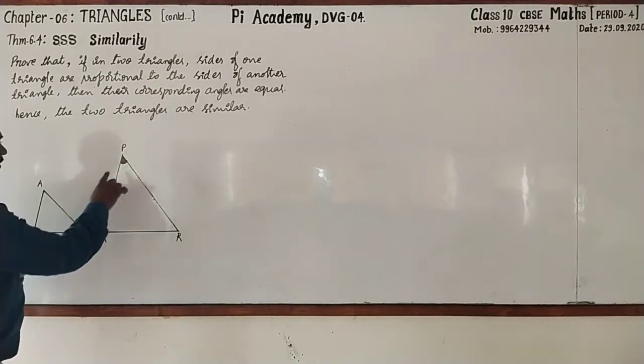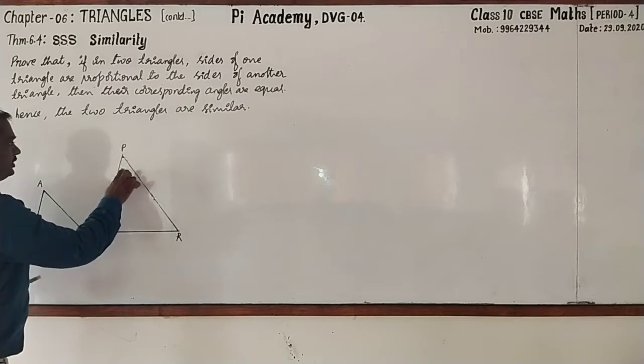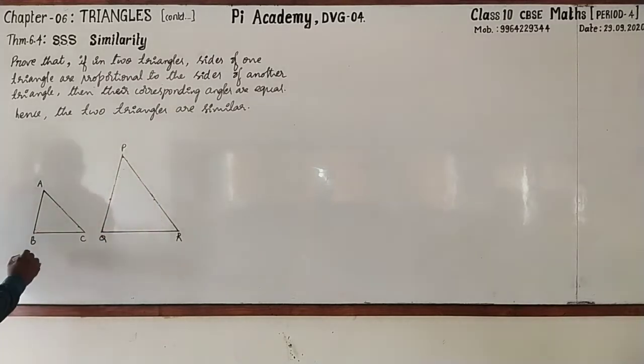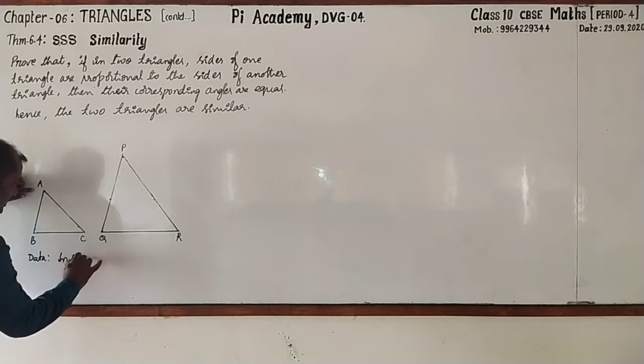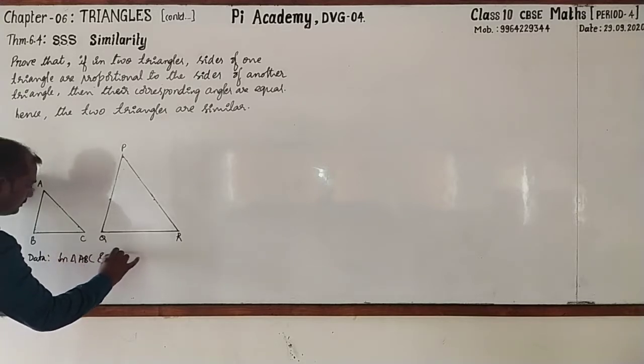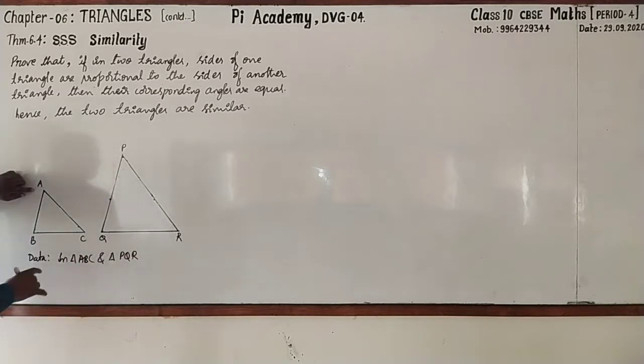Here we have drawn two triangles. Just observe these two. Let me write the data. Please don't copy anything. Keep observing. Here, in triangle ABC and triangle PQR, in these two, what has been given?